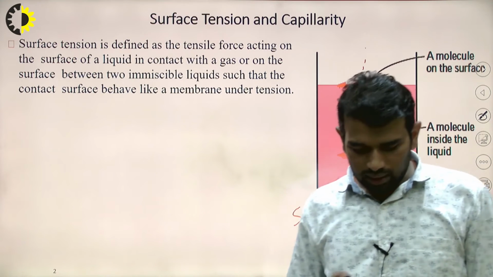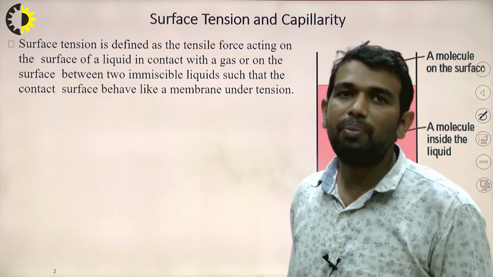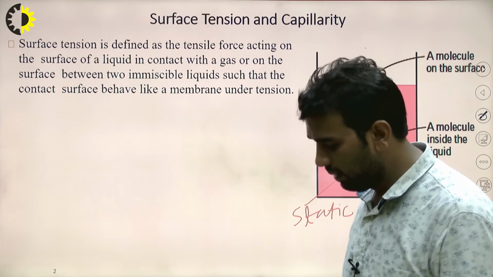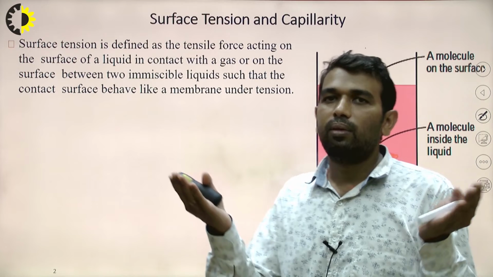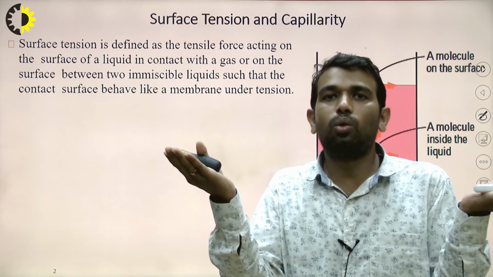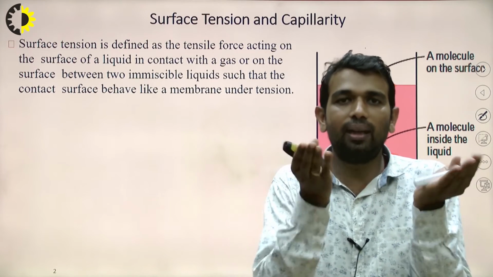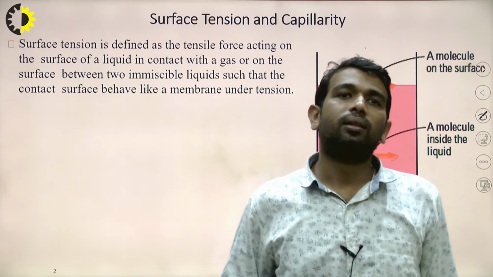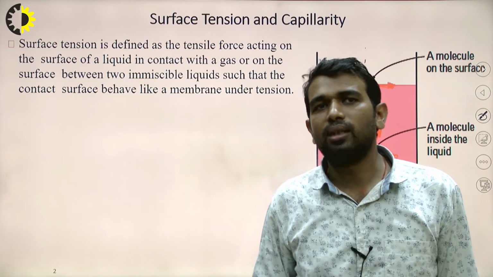Now, the contact surface behaves like a membrane under tension. These points you have to mention. I mentioned that it's like a stretched membrane. That particular surface looks like it is under tension, creating the tensile forces because it is going to balance the forces. So, that's why we call this force surface tension.